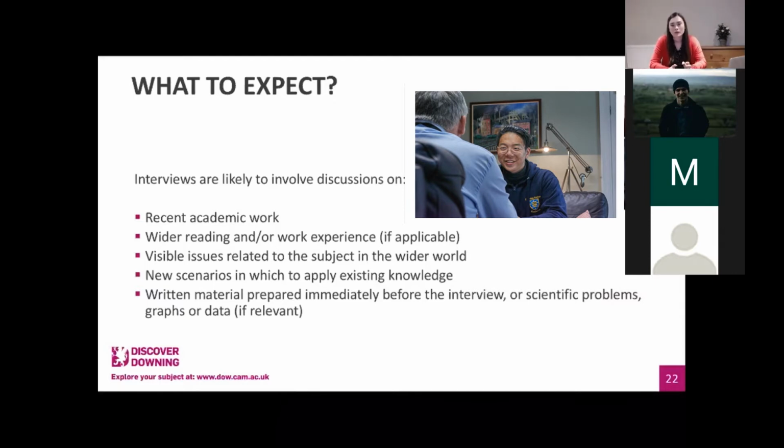But what they're really looking for is how you think. So the best piece of advice I can give you is think out loud, talk through your thought process. Even if you don't know the answer, that's okay. We don't expect you to know all the answers, but just talk it through, and then the academics and the tutors can help you through it.